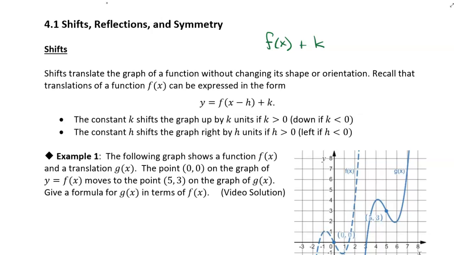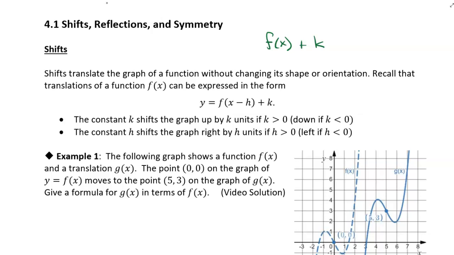Because we're taking every output value and adding something positive to it. If k is negative, then it would shift it down, because then we're subtracting something from the output of the function. So this k value controls the vertical shift. It shifts the function up or down.